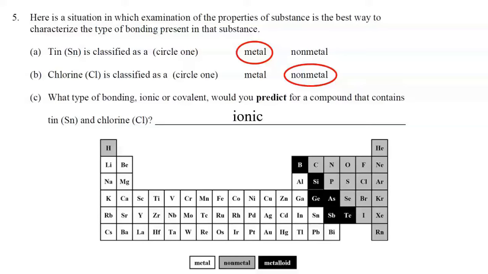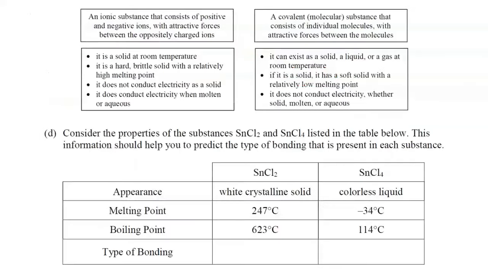I'm going to give you 2 examples of compounds. One of them has the formula SnCl2, and the other has the formula SnCl4. Let's take a look at the properties of each substance, and this should help us to predict the type of bonding that is present. SnCl2 is a white crystalline solid. Well, if it's a solid at room temperature, it might be ionic. Its melting point is relatively high, 247 degrees Celsius. That would be consistent with our prediction that it should be an ionic substance.